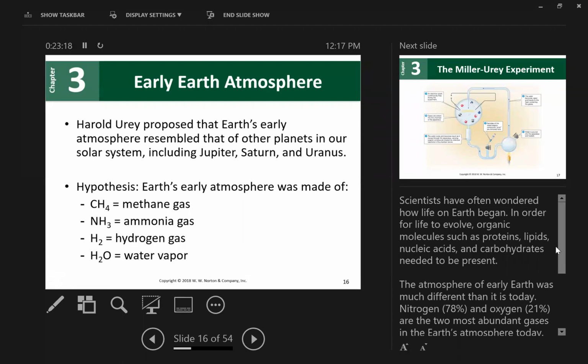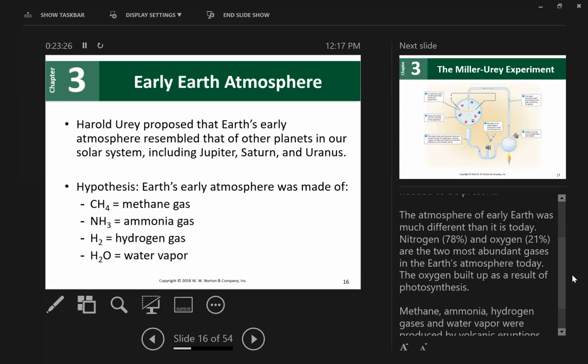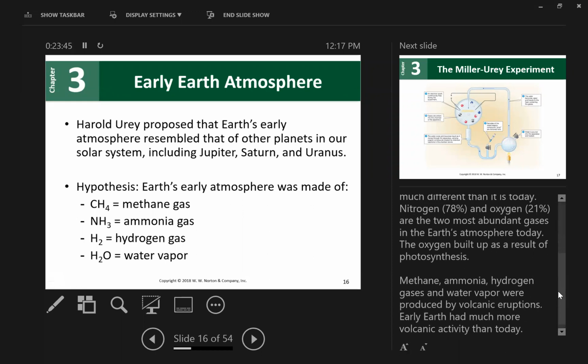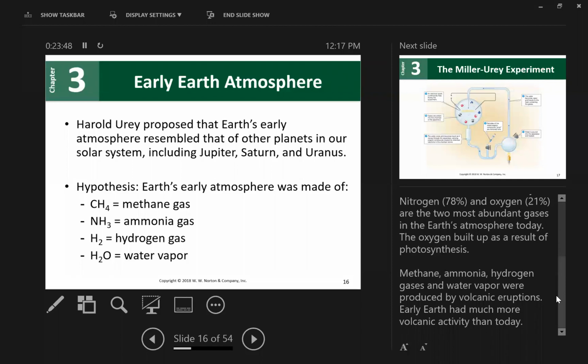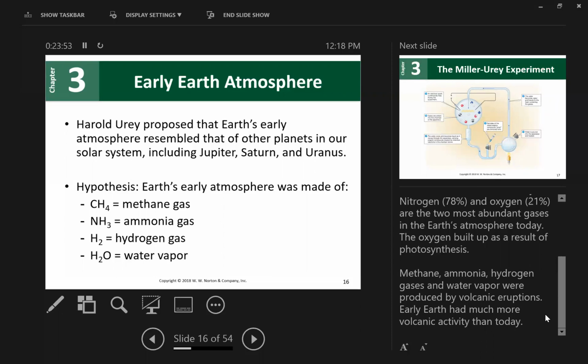The atmosphere of early Earth was much different than what we see today. Today it is 78% nitrogen, 21% oxygen. Those are the two most abundant gases in our Earth today. The oxygen buildup is a result of photosynthesis. Methane, ammonia, hydrogen gases, and water vapor are produced by volcanic eruptions. Early Earth had much more volcanic activity than what we see today.